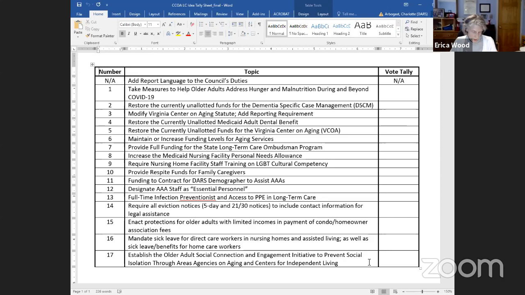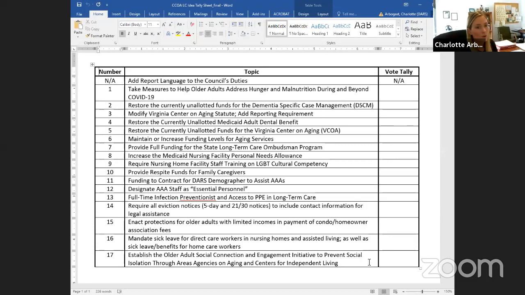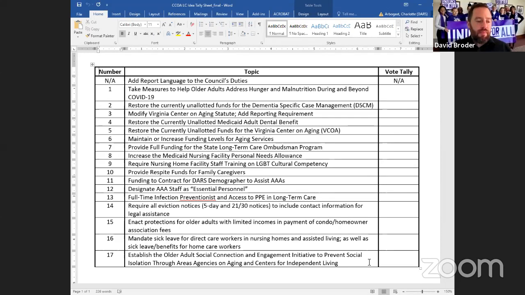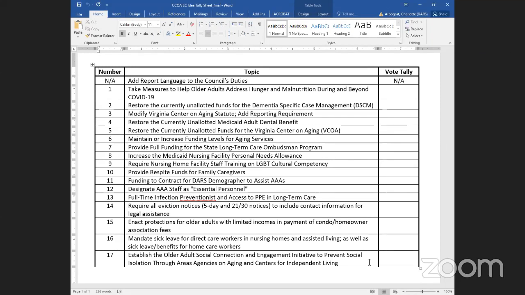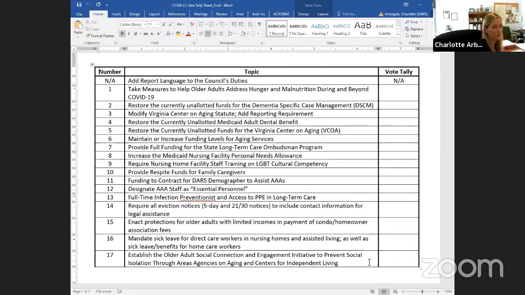Hearing no further discussion, Charlotte, could you conduct a roll call vote? Sure. So just to confirm, this is a motion to adopt the recommendation to add report language to the council's duties, to the recommendations to be put forward to the council in September. David Broder, Aye. Jennifer DeSano, Aye. Joni Goldwasser, Aye. Carter Harrison, Aye. Roland Winston, Aye. Erica Wood, Aye. Beverly Sobel, Aye. Motion is unanimous.